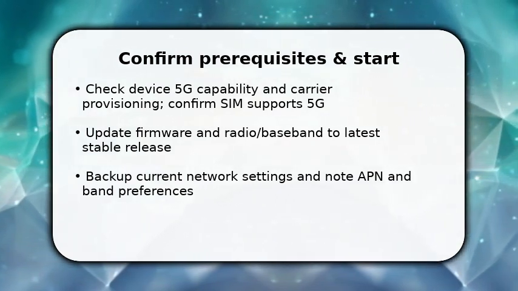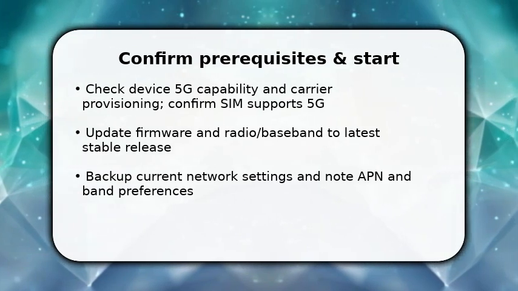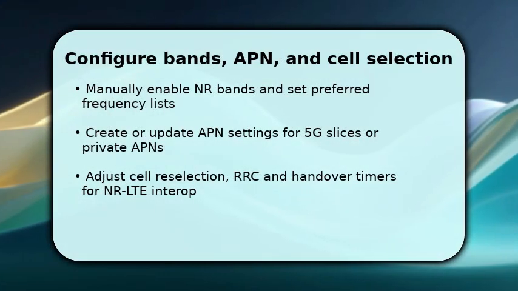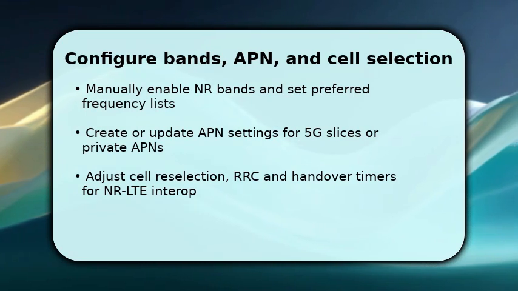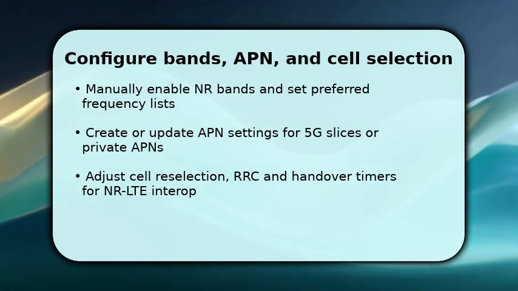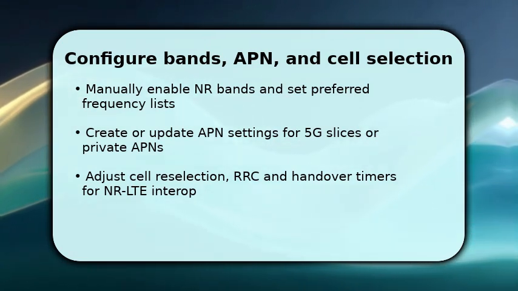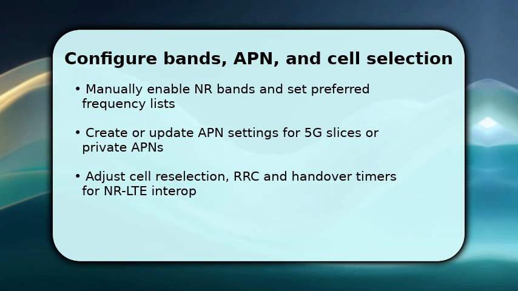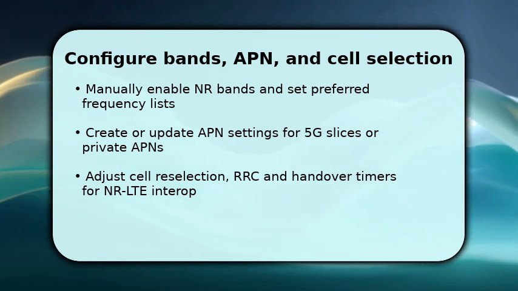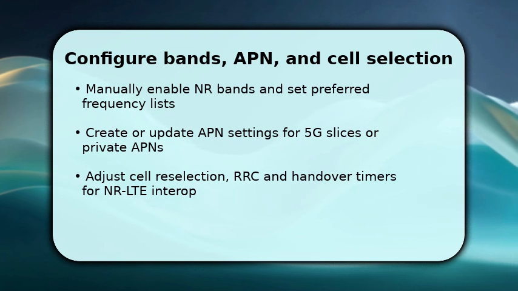Now you configure radio and network parameters. You should manually enable the NR bands your carrier uses and prioritize those in the band list so the modem prefers 5G when available. Then update the APN to match 5G slice or carrier requirements and enable IPv6 if required.